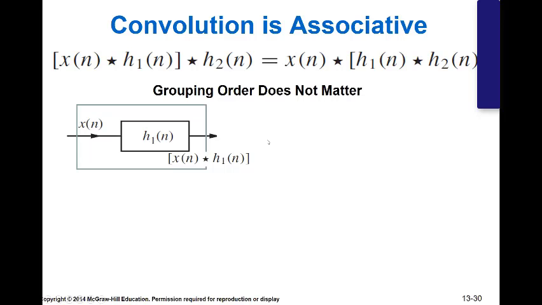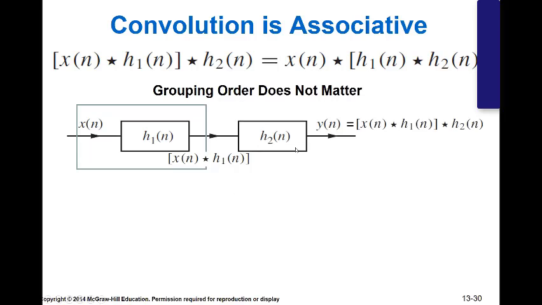If I took that answer and ran it into another system with a unit sample response H2, so I have two different linear time invariant systems in cascade or in series. That's kind of describing what we have on the left side of this equation. We take an X, run it through a system H1, take that answer and run it through H2.